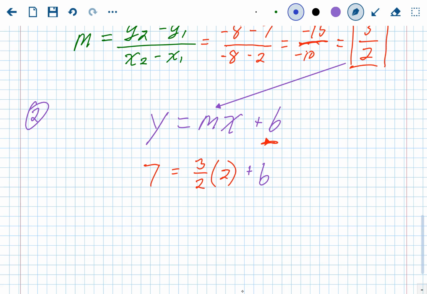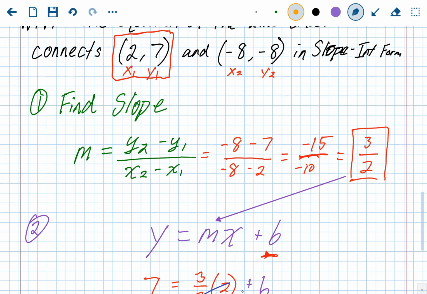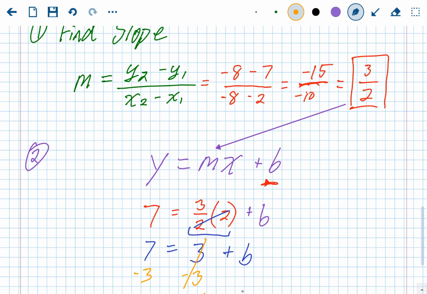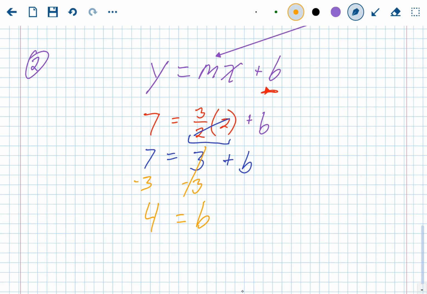So we're going to simplify this. 7 equals 3 halves times 2. Well, the 2's cancel out, so that's just 3 plus b. And then this is just a one-step equation. Subtract 3 on both sides. And you end up with a b value of 4. So again, just take one of the points from the original problem and plug it in for x and y, and then solve for b.